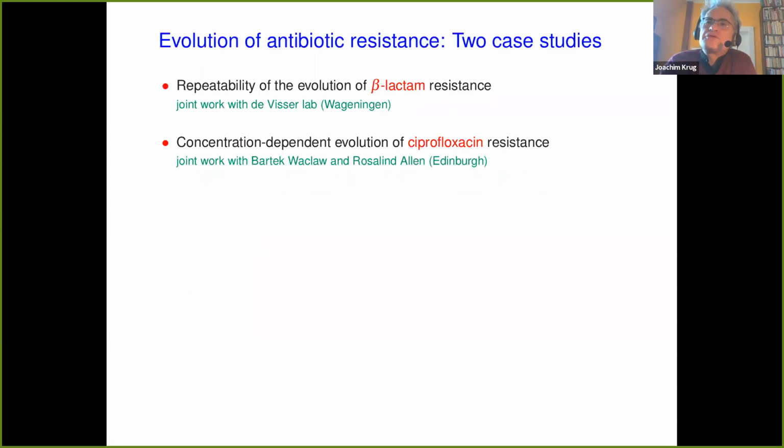And so what I would like to try to do today is to discuss two recent case studies that we have been involved in, involving on the one hand the problem of repeatability of resistance evolution against beta-lactam antibiotics, and on the other hand a recent study on the concentration-dependent evolution of ciprofloxacin resistance. And in both these cases there was a collaboration with an experimental lab. In the first case, this is the lab of Ariane de Visser, with whom we have a long-standing collaboration, and in the other case there was important contributions from Bartek, Václav, and Rosalind Allen. So let me start with the first story.